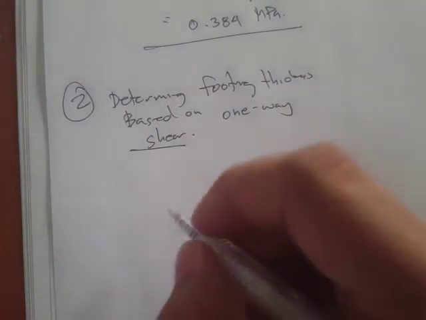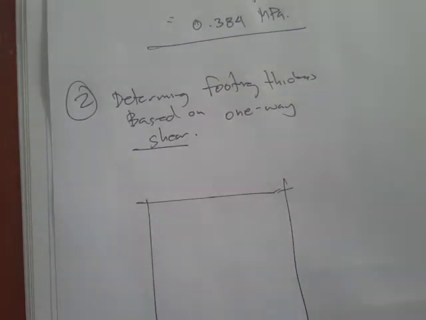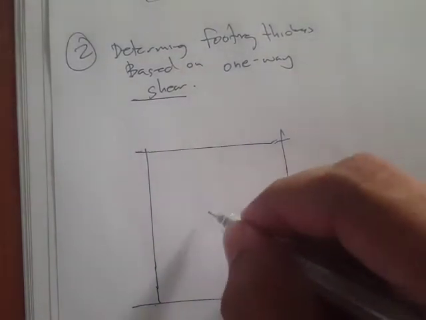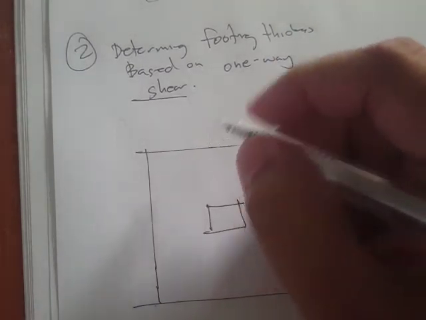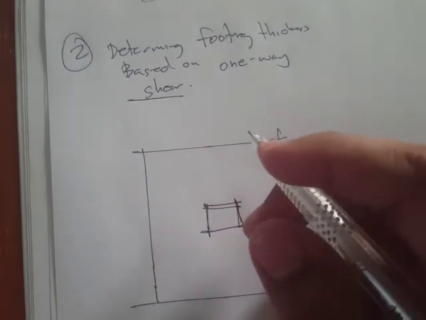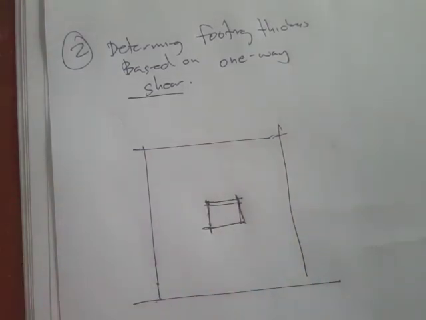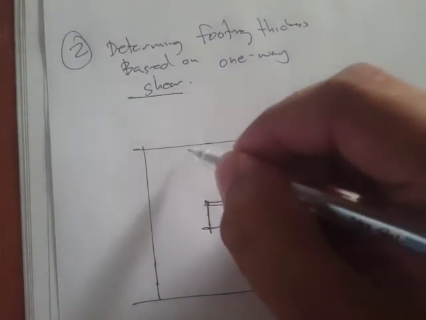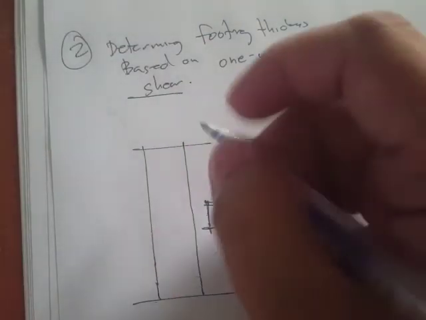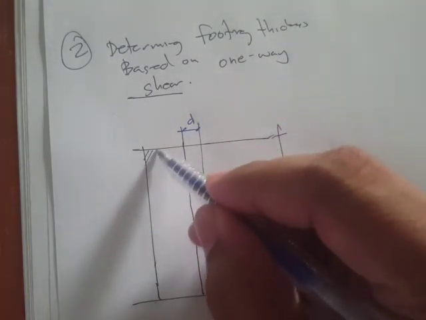Okay, so we have to draw first, and since this is square, we can just select any side here, and we can solve for the critical section. It says that for one-way shear, we have a critical section at a distance d from the face of the column. So from this face to this, that's the distance d, and this will be the critical section.